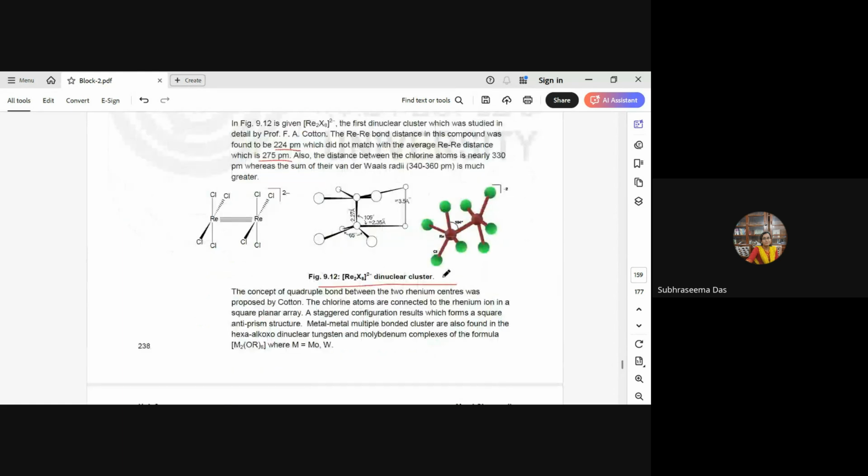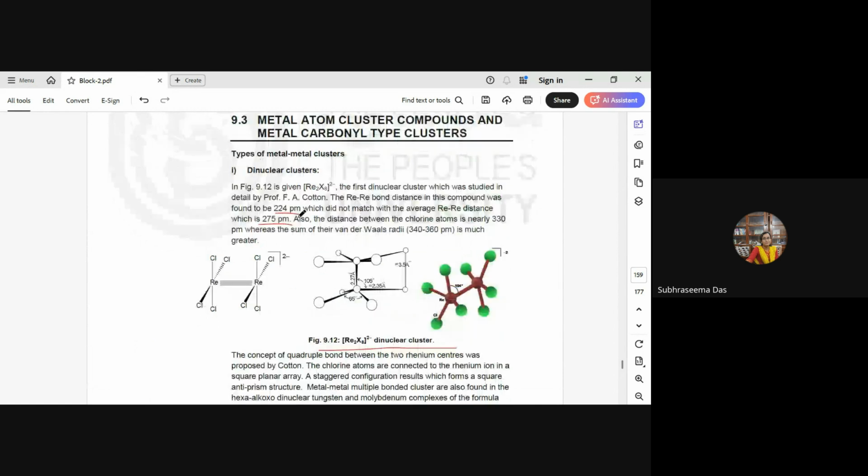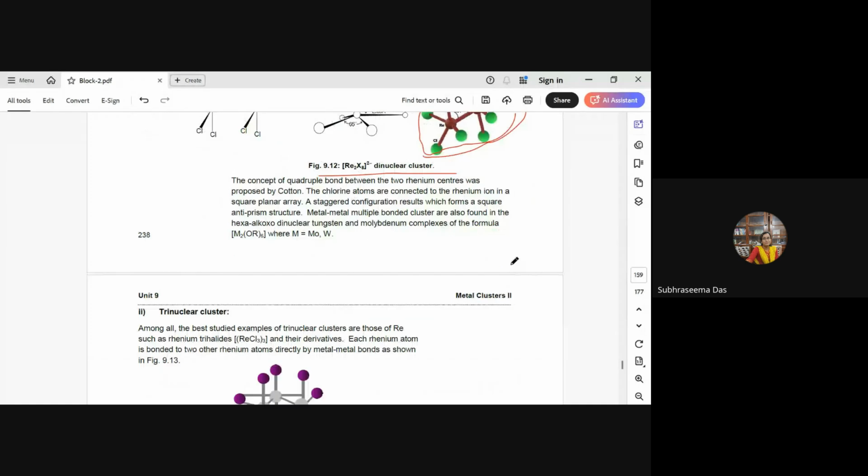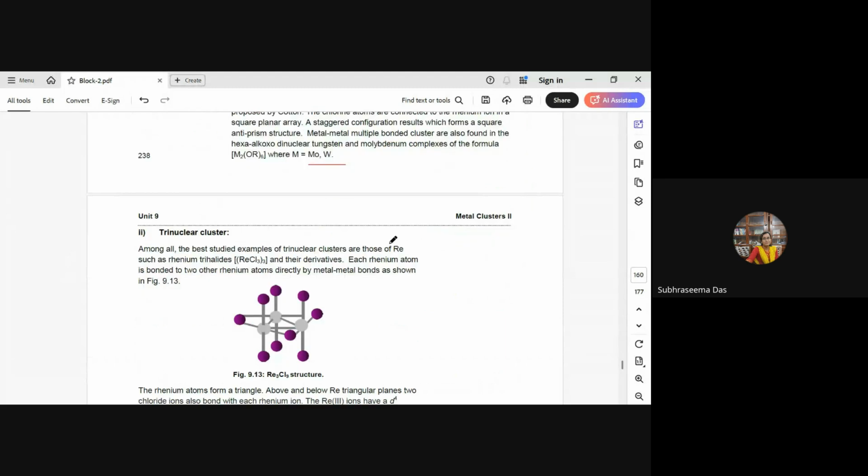Then the concept of a quadruple bond between the two rhenium centers was proposed by Cotton, who found the distance to be 224, and this is how the staggered conformation results. Re2Cl8 is formed, which results in an anti-prism structure. Metal-metal multiple bonded clusters are also found in the hexaalkoxo dinuclear tungsten and molybdenum complexes of the formula M2(OR)6.